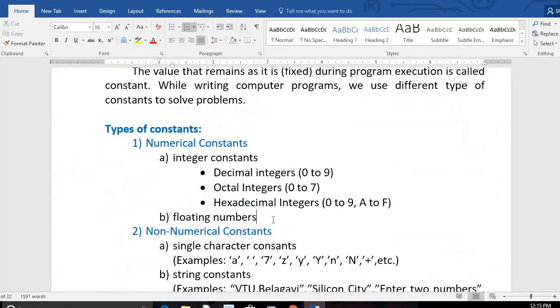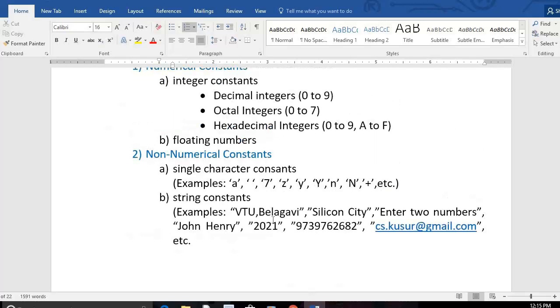And floating point numbers, we just discussed. You can give examples for floating point numbers: 3.142, and next 0.003. You can give many examples. And single character constants, we just discussed: in single quotes A, in single quotes white space, in single quotes 7, in single quotes Z, in single quotes Y, in single quotes plus, in single quotes minus. These are all single character constants.